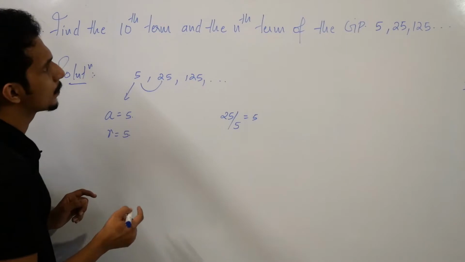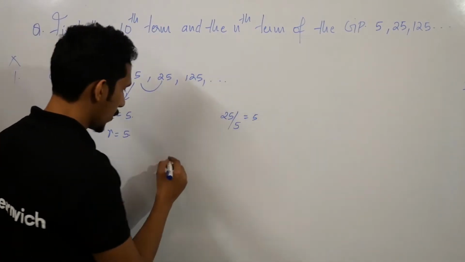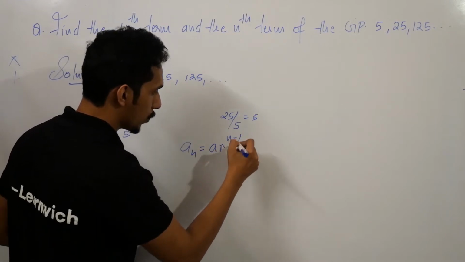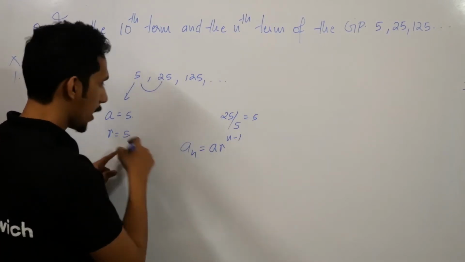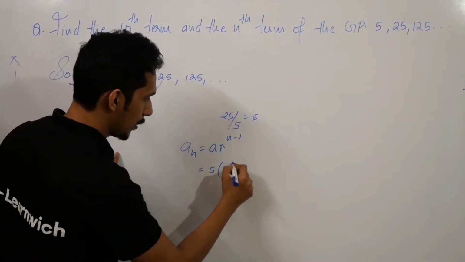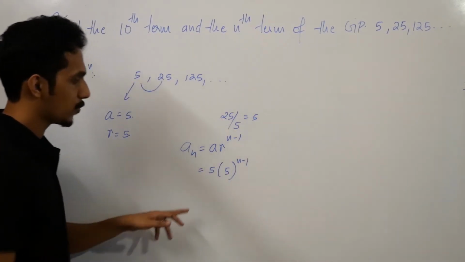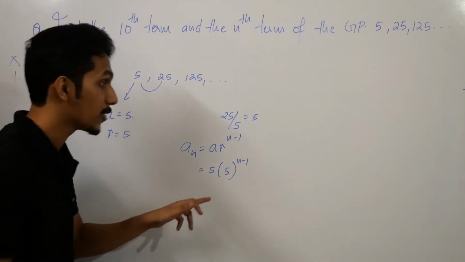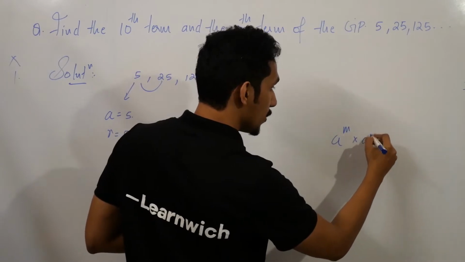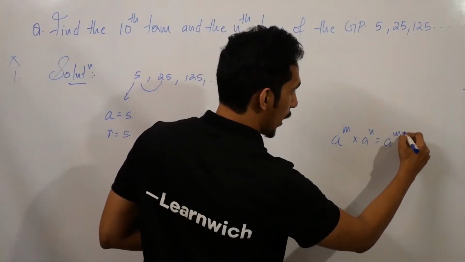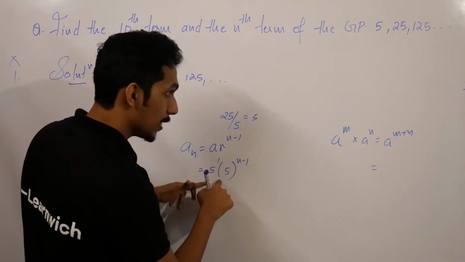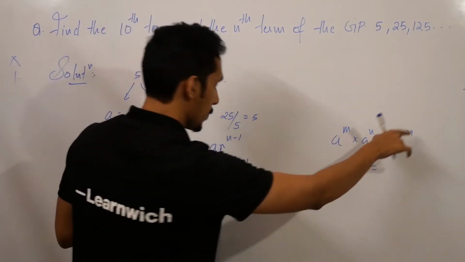Alright, let's find out the nth term of a GP first. What is the nth term equation? An is equal to A into R raised to n minus 1. Here A is 5. R is also 5 raised to n minus 1. So this is 5 into 5 raised to n minus 1. According to the law of exponents which you've learned in your 8th standard, A raised to m into A raised to n is A raised to m plus n.